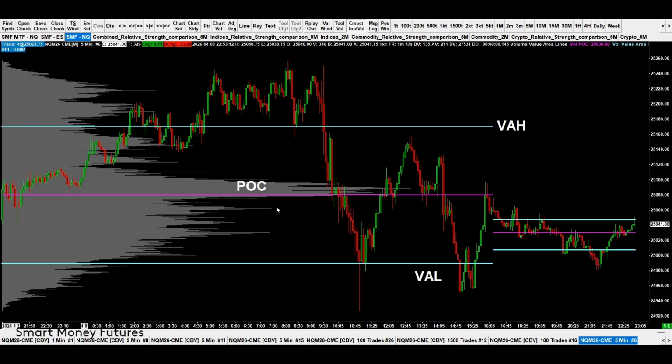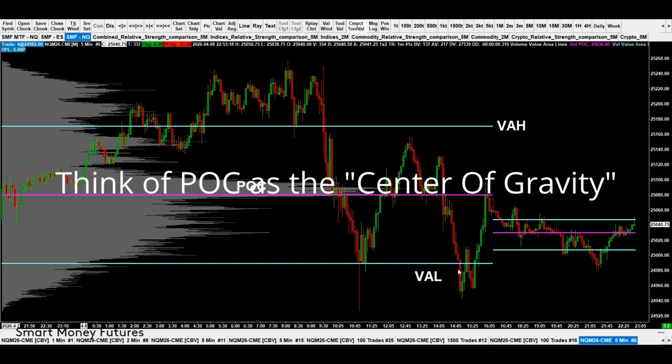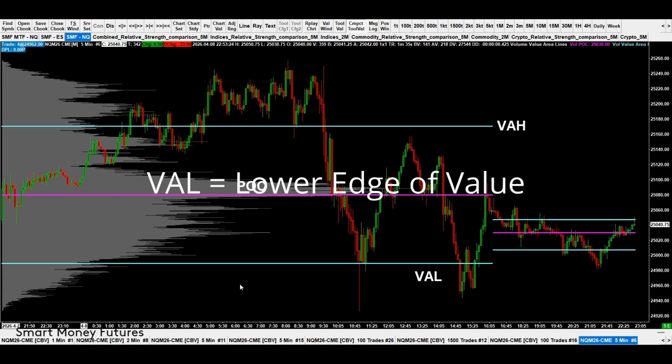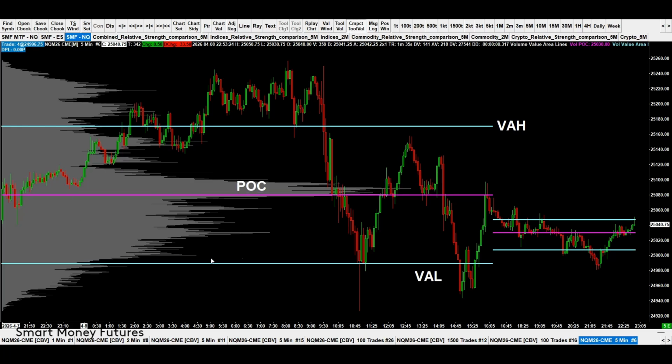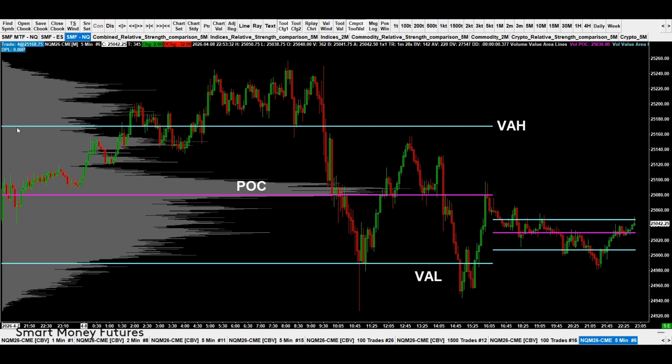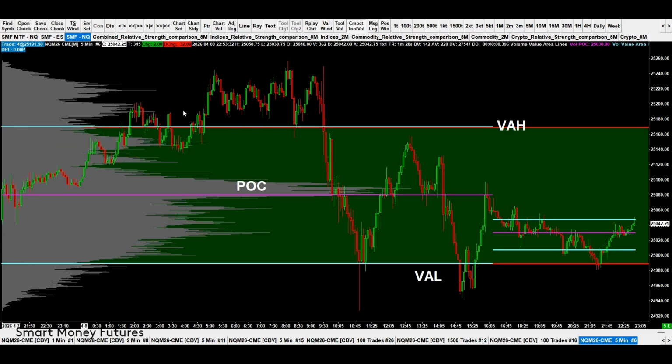How VAH, VAL, and POC work together. Now let's put the three together. POC is the center of gravity. VAH is the upper edge of value. VAL is the lower edge of value. So together they define the auction's edges. They show you where the market spent the most time doing business and where the boundaries of fairness were for that session or profile period.